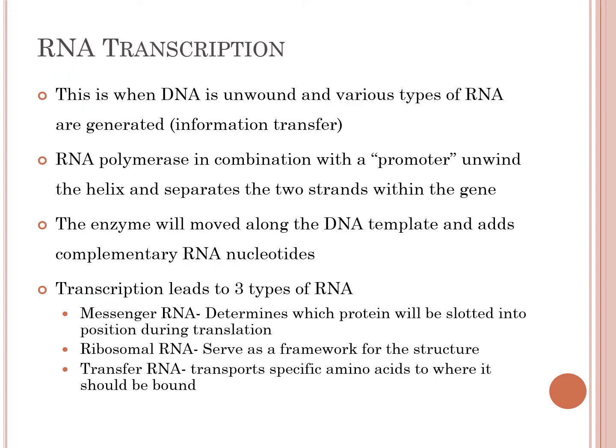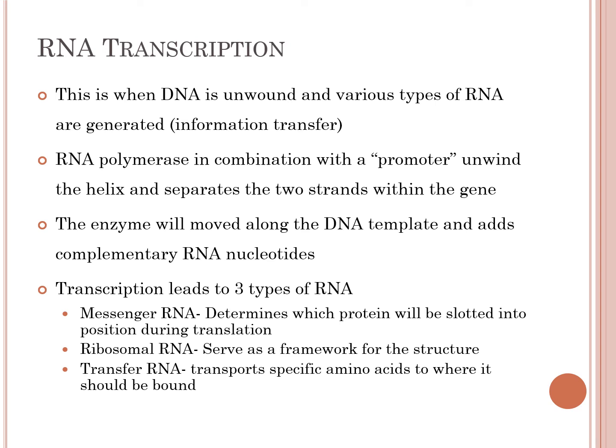In RNA transcription, the DNA double helix is unwound and single-strand RNA is made from the DNA single-strand template. This is when DNA is unwound and various types of RNA are generated in information transfer. This is also known as helicase, which is the enzyme. RNA polymerase in combination with a promoter unwinds the helix and separates the 2 strands within the gene. And again, that happens with the enzyme helicase. The enzyme will move along the DNA template and add complementary RNA nucleotides. Again, this is a phosphate that's either a purine or a pyrimidine.